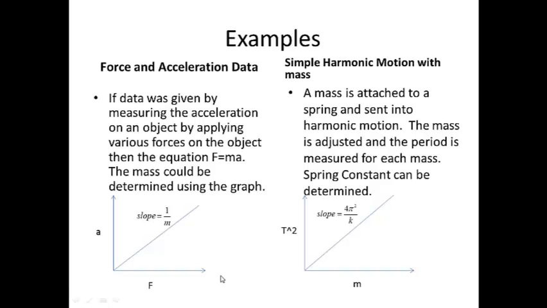So I provided a couple examples here. Say you're given data over force and acceleration. In fact, say the data was given by measuring the acceleration of an object by applying various forces on the object, then we can relate it to the F equals ma equation. But again, they're not going to give you the equation, they're just going to give the data, and you have to make the connection what equation to use. Hopefully this equation is pretty familiar to you.